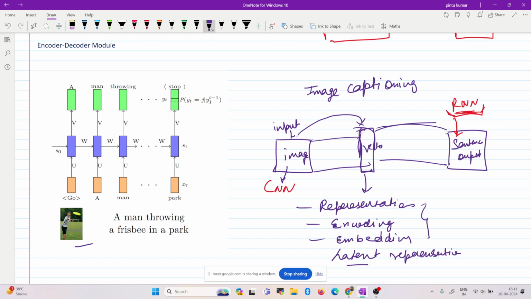Okay, and then I pass it on to the RNN so that the RNN can process information out of this vector and generate the caption for this. Okay, so this is the overall idea.